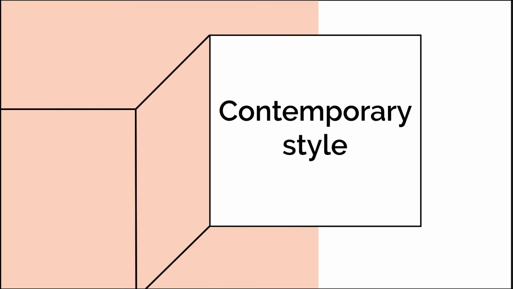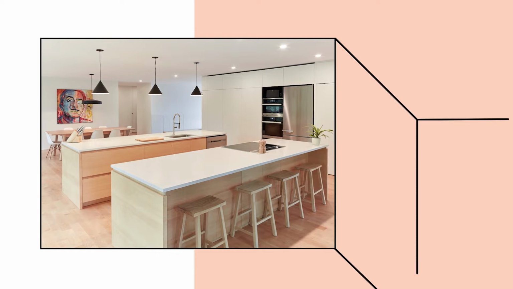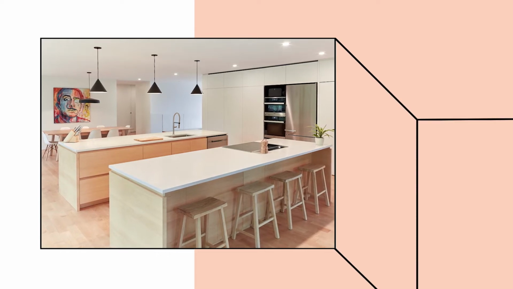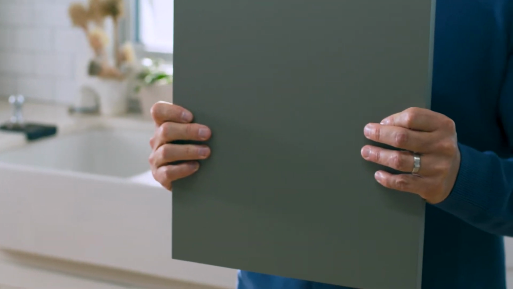Let's start with the contemporary. It can also be referred to as sleek or modern design. This concept comes directly from Europe, and it can be characterized by very simple lines. It's usually made with a slab door, which is a one-piece door, and also very minimalist in design.